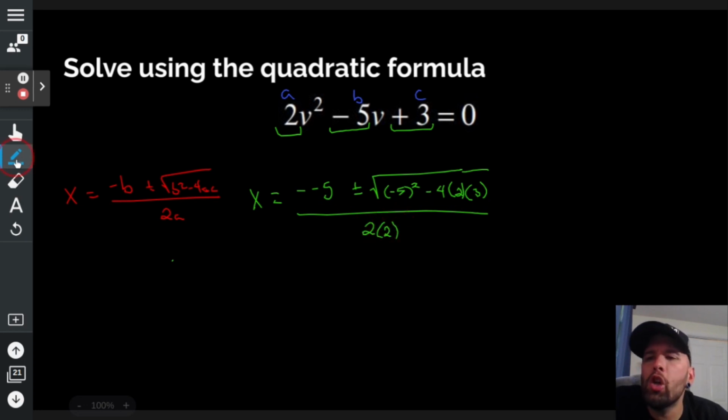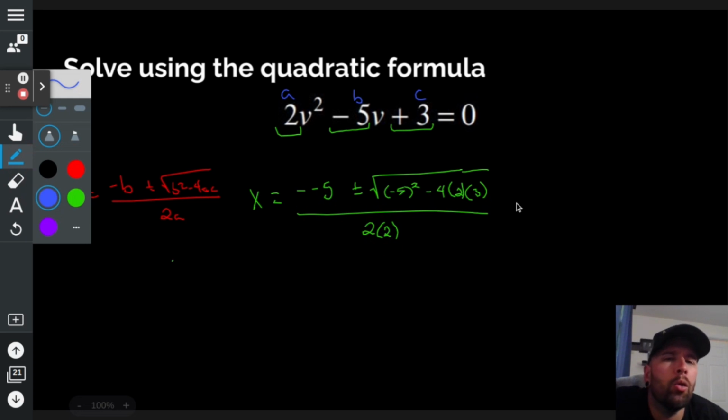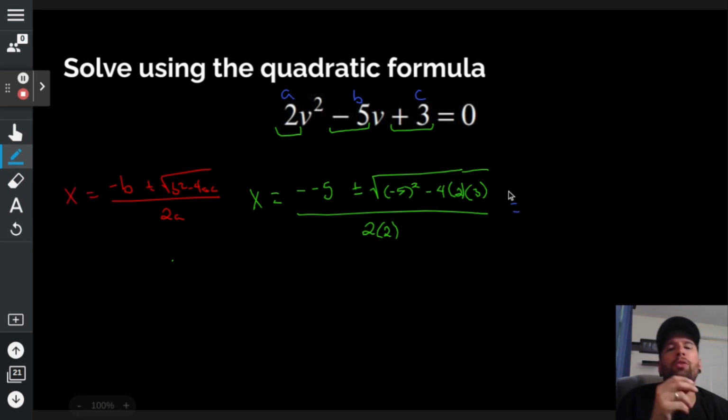Now, when you're doing this, the first thing you're going to want to do is everything inside the parentheses first, inside the square root first. Negative 5 is 5, though. I can just take care of that right now. So plus or minus the square root. Negative 5 squared is 25.